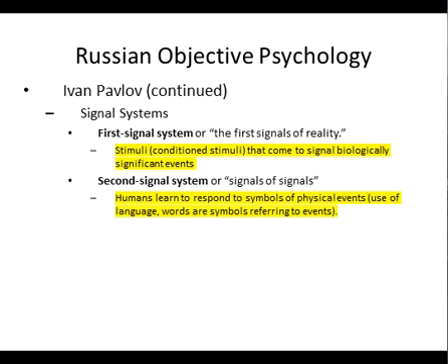So, Ivan Pavlov's look at this idea of the signal system. The first signal system, or first signals of reality: the stimuli, or the conditioned stimuli, that come to signal biologically significant events. The second signal system, signals of signals: humans learn to respond to symbols of physical events, the use of language and words or symbols referring to events.